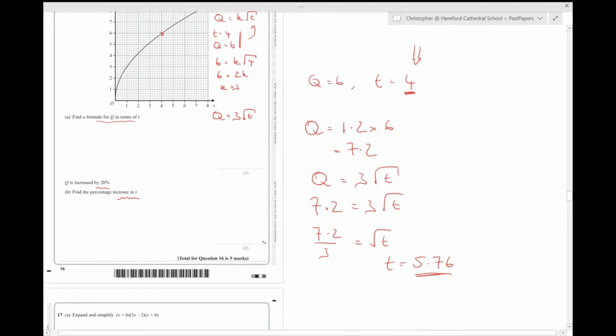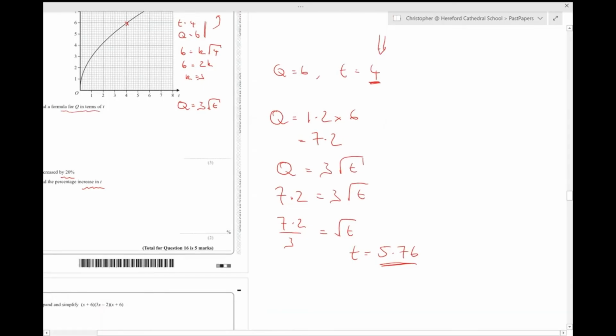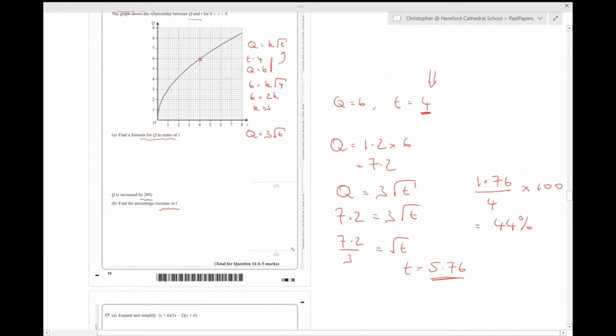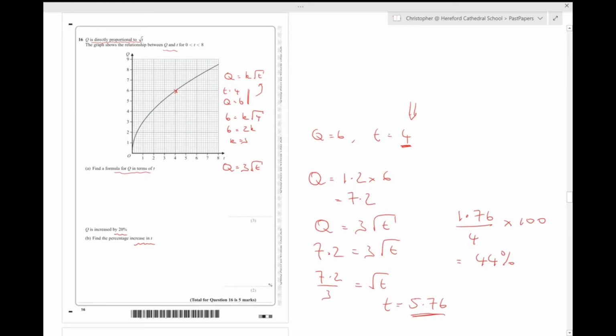I need to find the percentage increase in t. Well, the percentage increase then is 1.76 over 4, so that's the change over the original, multiplied by 100. And I discover there that t has increased by 44%. And so that is my answer to part B. And that is question 16 complete.